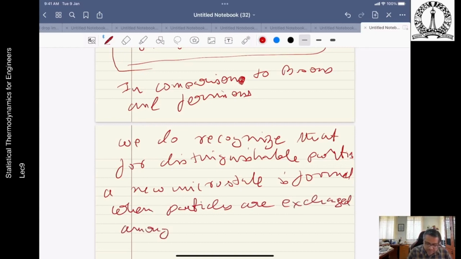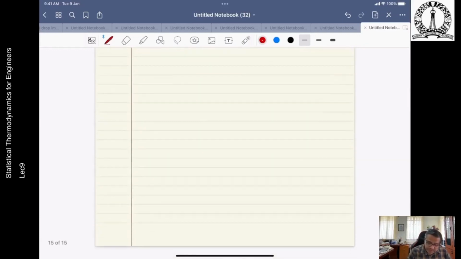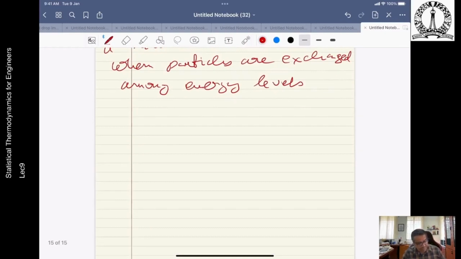Among energy levels, because they are distinguishable. That is where Boltzmann got it slightly wrong, right? And that's why the results for the bosons became very different.